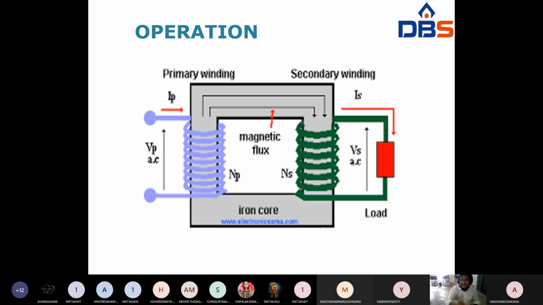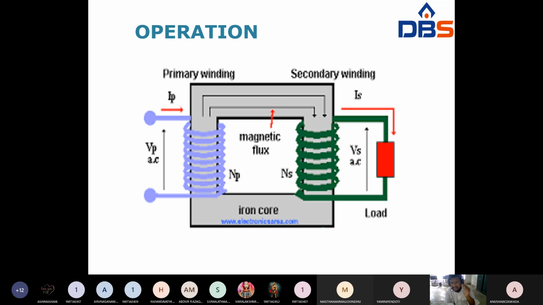The alternating flux links with the secondary winding and may produce the secondary induced EMF E2. Because of the secondary induced EMF E2, the secondary current IS is flowing through the load circuit. So here just remember two EMFs are produced: primary EMF, secondary EMF, right?